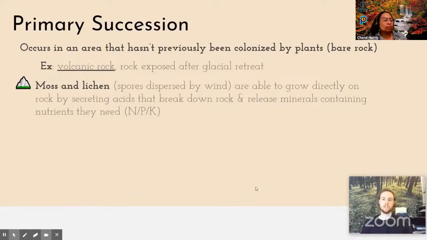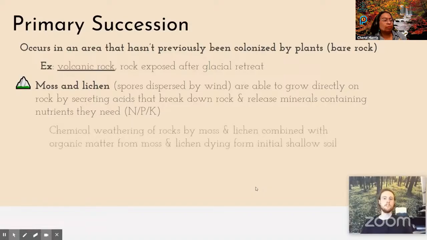And again, this is really critical to primary succession starting. Without this chemical weathering, we wouldn't have the formation of soil. So as the rock starts to break down, there are smaller bits of rocks that mix together with the dead biomass or the dead organic matter from the moss and the lichen as they eventually die. And all of that mixes together and forms this initial rocky, shallow soil.